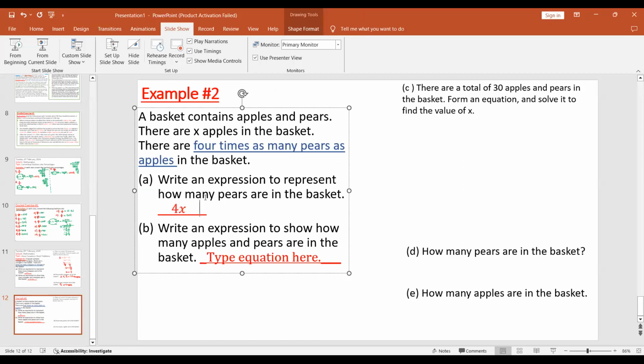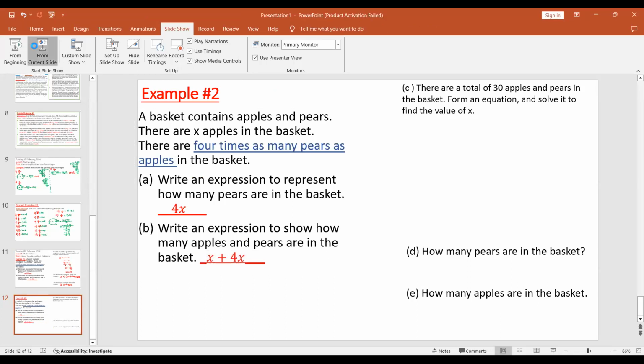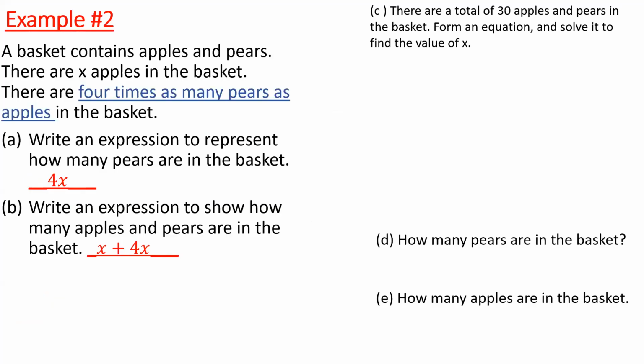And write an expression to show how many apples and pears are in the basket. x plus 4x. Very good. Why is it x plus 4x? Because apples are equal to x and the pears are equal to 4x. Very good. And we want the sum of it, right? We want the total.